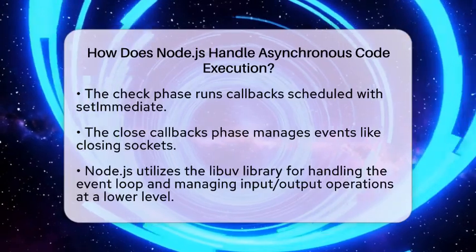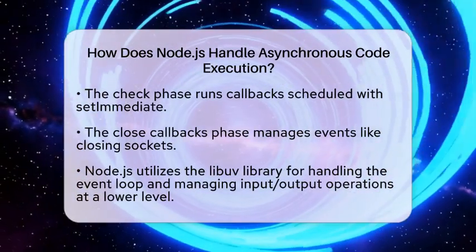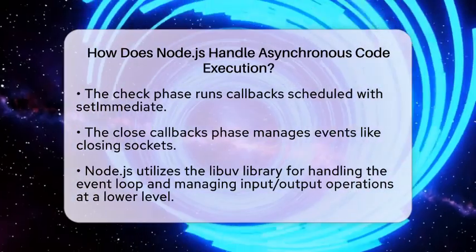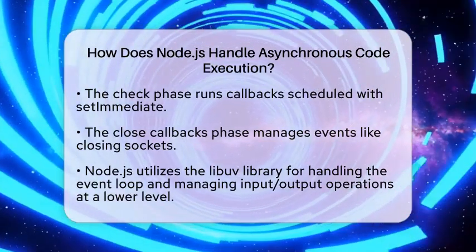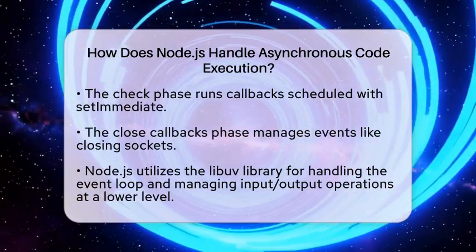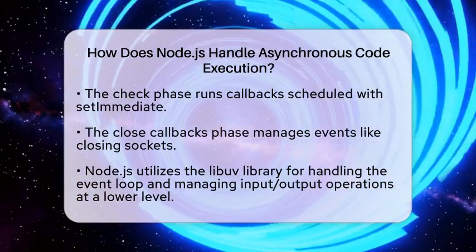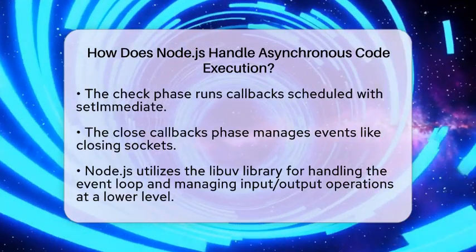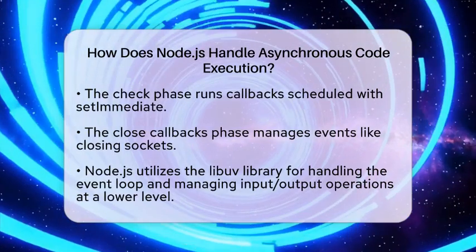When it comes to handling the results of asynchronous operations, Node.js offers several options. You can use callbacks, which are functions that run once the operation is done. Promises are another option, representing the eventual outcome of an asynchronous operation and allowing for better error handling. Lastly, there is the async await syntax, which lets you write asynchronous code in a way that looks synchronous, making it easier to read and maintain.